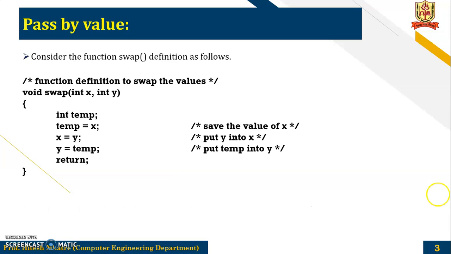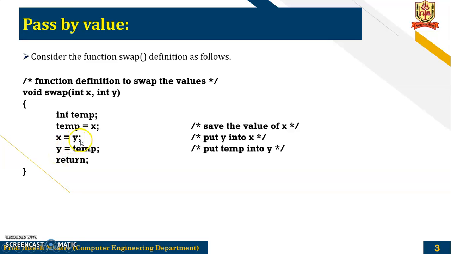So consider this example of a swapping function in which we swap the values. So void, so this is not returning a value, swap, then integer x, integer y. So two parameters are required for this function. Then we are using a variable temp. So first we'll assign the value x to temp, then the value of y to x, and then the value of temp to y.